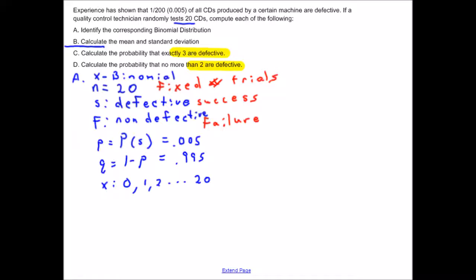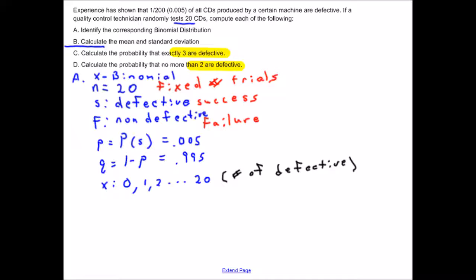I prefer to use the word description where X is the number of, in this case, defectives, so that when I get ready to calculate probabilities, I know what that X represents. So if it asks down in the bottom, what's the probability that 5 are not defective, that would mean 15 are defective and X would be 15. So that word version of writing that to me is helpful.